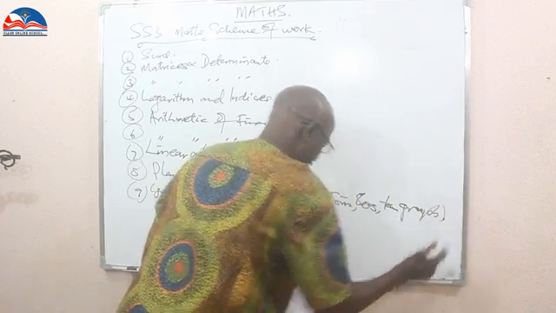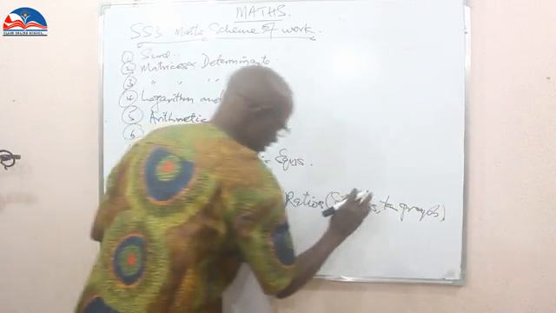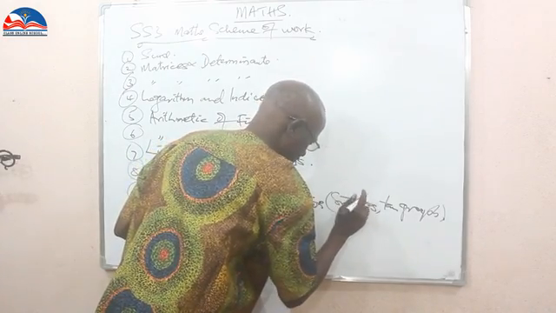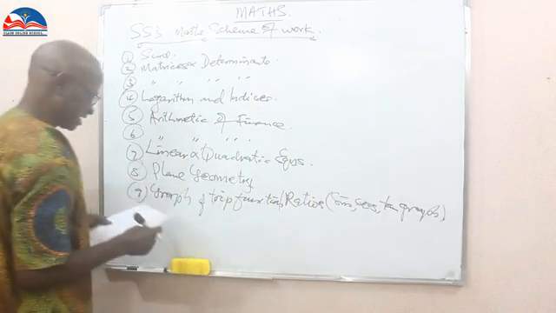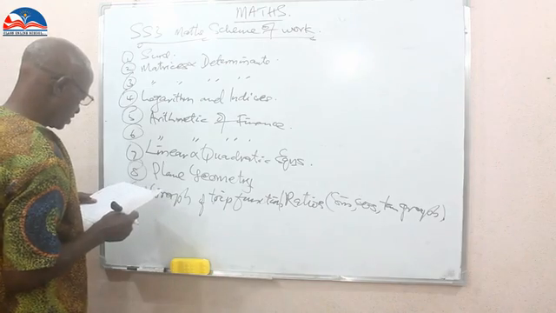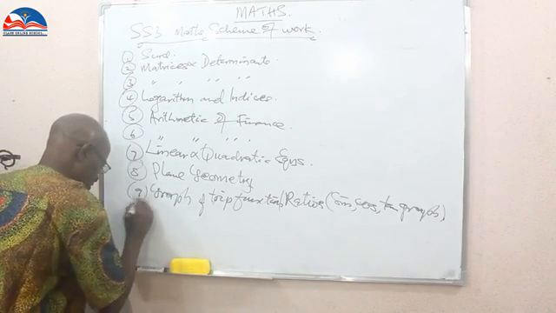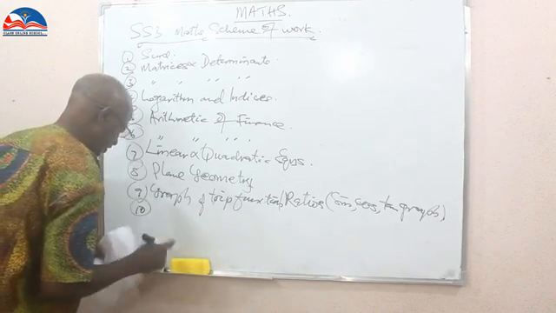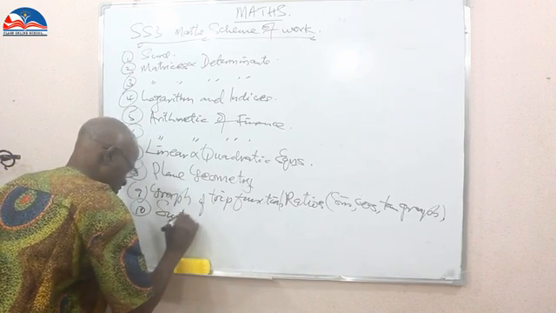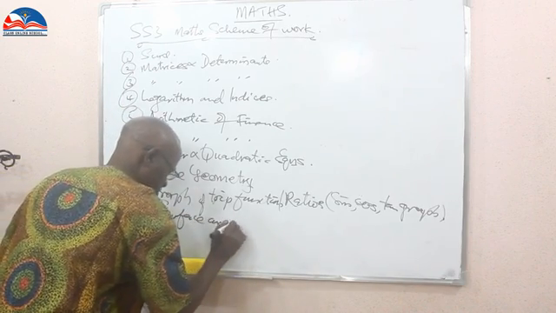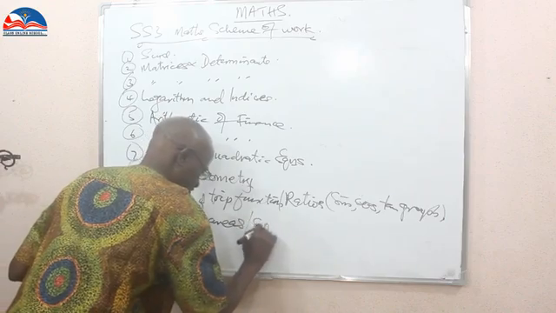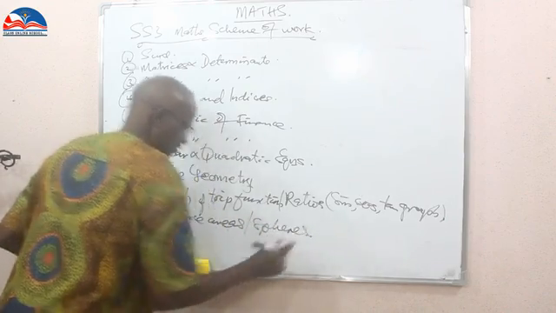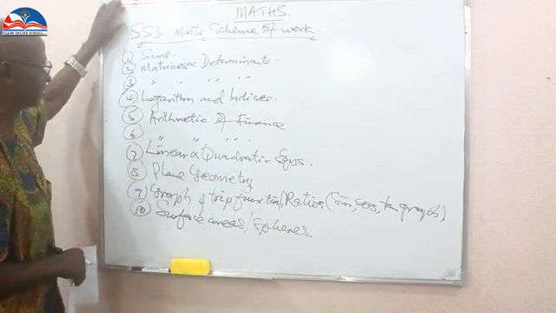How do they look, the graphs of sine, cosine, and tangent? Number 10 says surface areas and spheres. That's the federal scheme of work for SS3.